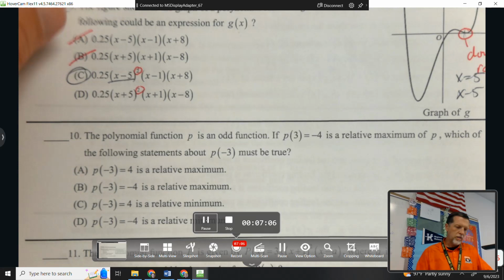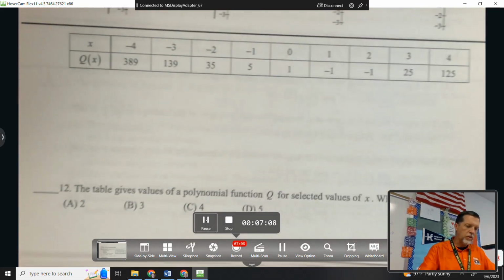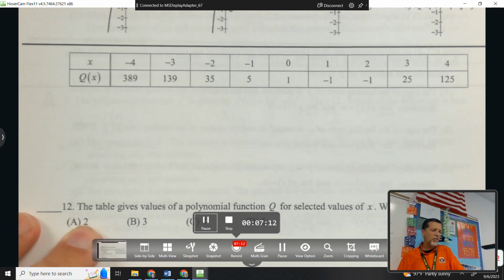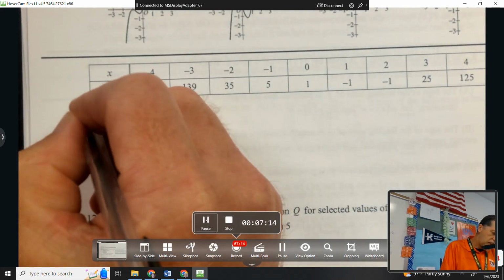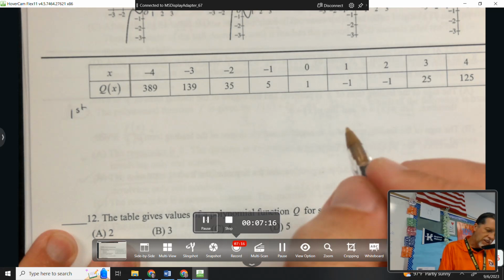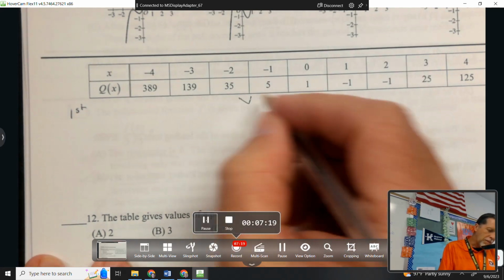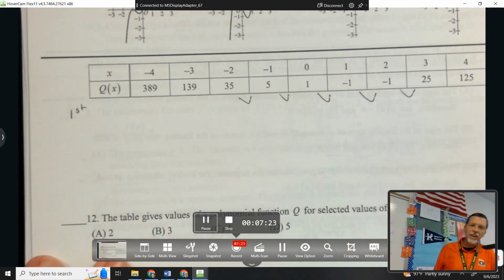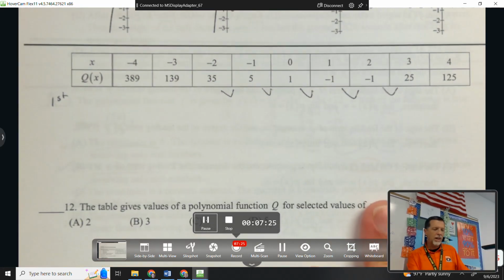Number 12, what is the degree? So this is where we do those common differences and just keep doing them until they match. So a first difference, and remember we can maybe try to cheat the system and start with the easy numbers and see if we get there without having to deal with 389.